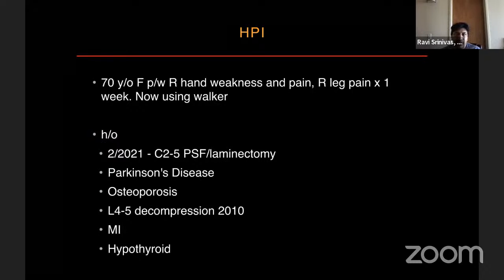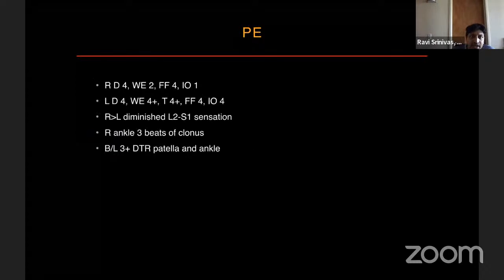She comes in with right hand weakness and pain and right leg pain. This has been going on for the past week. Before this, she was able to walk without a walker, but now she's using the walker to ambulate. She had recently, in February 2021, C2 to 5 posterior laminectomy decompression and fusion. Other pertinent history, she has Parkinson's, osteoporosis, and also to note she's had a lumbar decompression in the past, has had a history of MI and hypothyroidism.